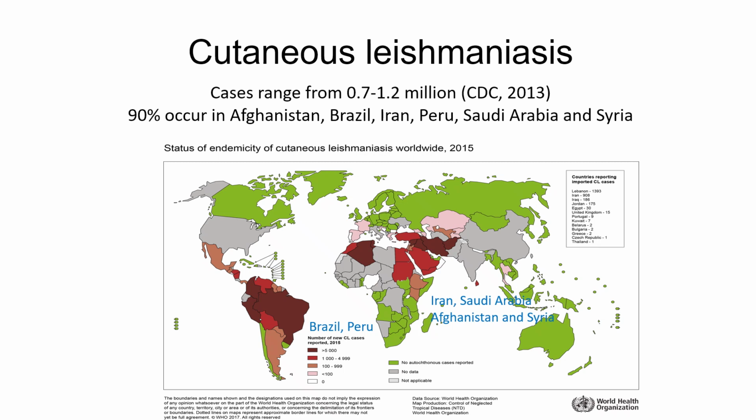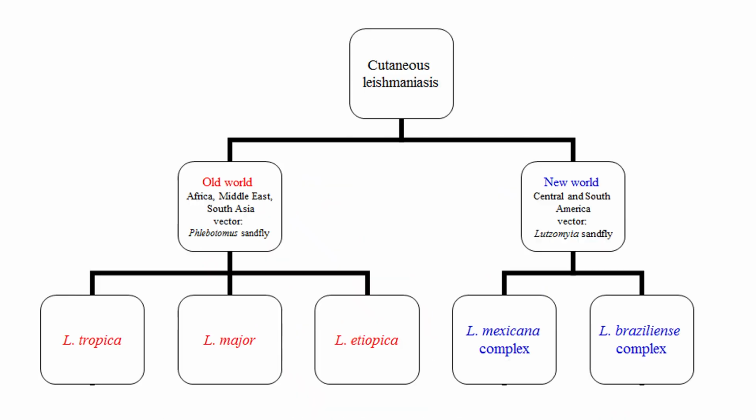Cutaneous leishmaniasis causes disease in about 1.2 million people. It usually occurs in Afghanistan, Brazil, Iran, Peru, Saudi Arabia, and Syria, right? There are also New World cutaneous leishmaniasis, which is caused by different species of Leishmania. In this slide, Leishmania tropica, major, and aethiopica, which are from Africa, the Middle East, and Southeast Asia, are transmitted by Phlebotomus sandflies, and the New World type is transmitted by another type of sandfly, which consists of Leishmania mexicana and braziliensis.